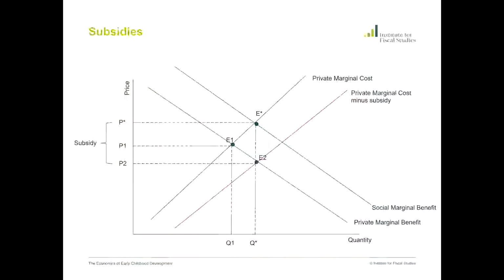Notice E1 only produces Q1 of investment in kids, which is lower than the optimal point for the social planner, which is E star, where private marginal cost is equated to social marginal benefit. To get to this optimum quantity, we introduce a subsidy, which reduces the private marginal cost curve from here down to here, and we end up with the subsidy P star to P2.